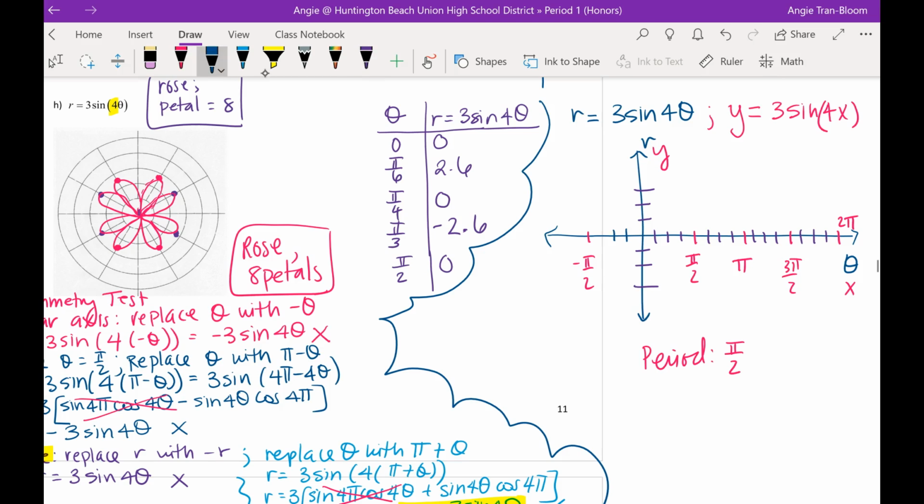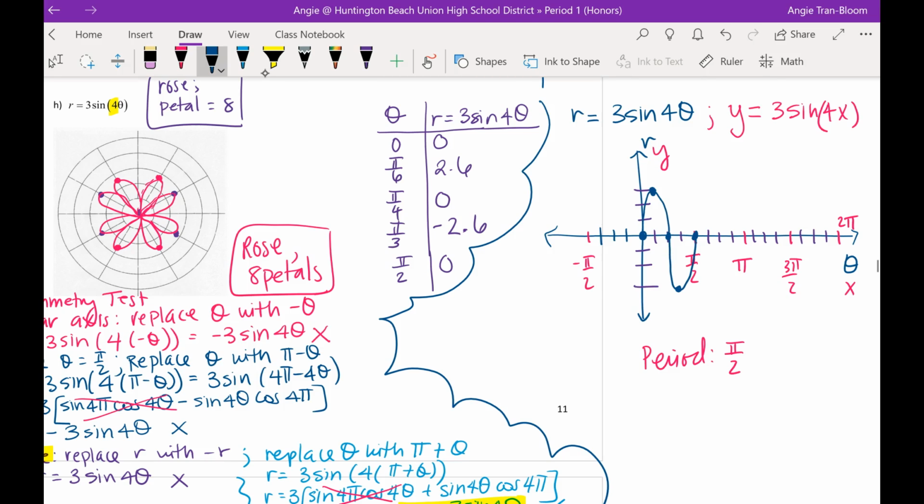So let's start with the sine graph. Sine is 0, 0. And then the next tick mark over goes up to 1, but because the amplitude is 3, the next tick mark over is up to 3. So we'll start at 0, 0, go up to 3, come down to 0, and then go down to negative 3. Here's one cycle. Yes or no?